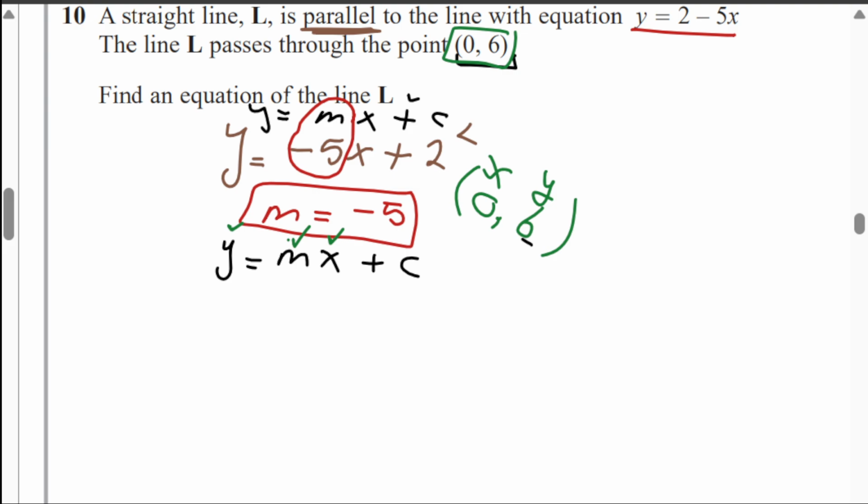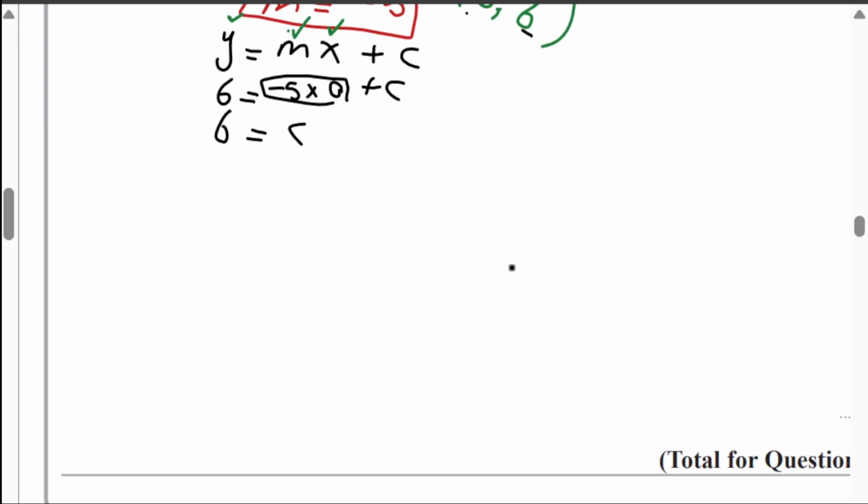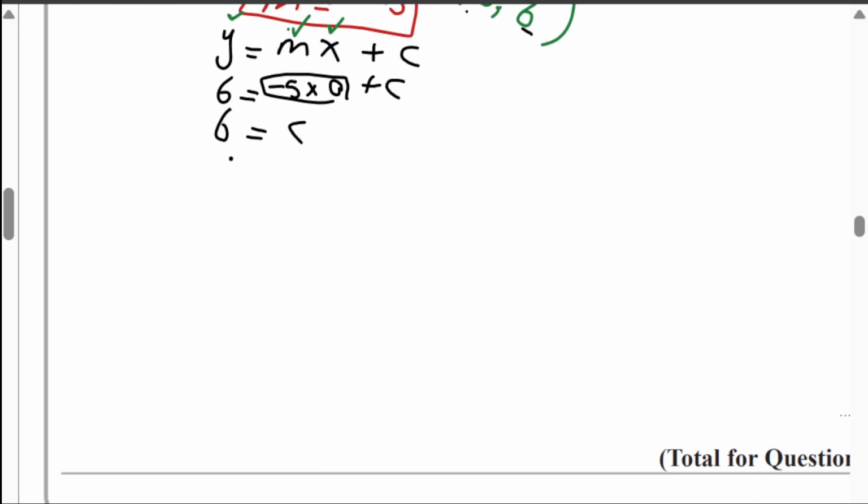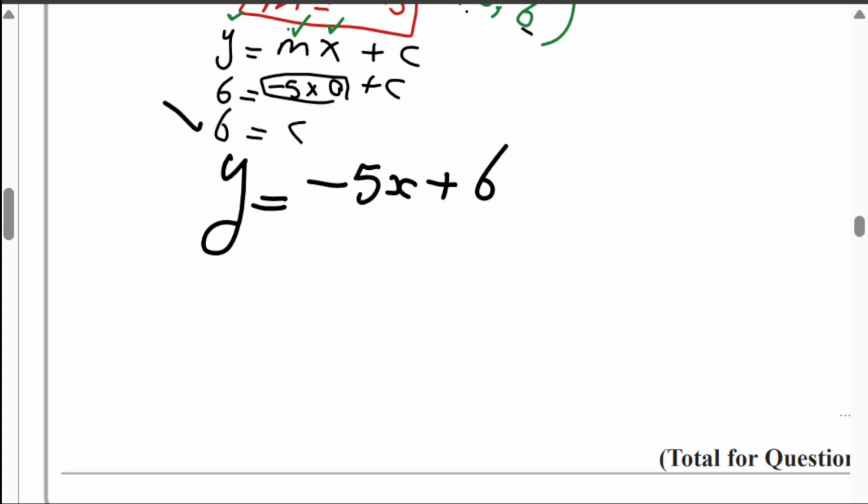So let's substitute y equals 6, m is negative 5, times x, which is 0, plus c. That makes 6 equals minus 5 times 0, which is 0, plus c, which is c. So we got c equals 6. Now let's substitute it back. So your equation will be y equals minus 5x plus c. C is 6, so it's plus 6.